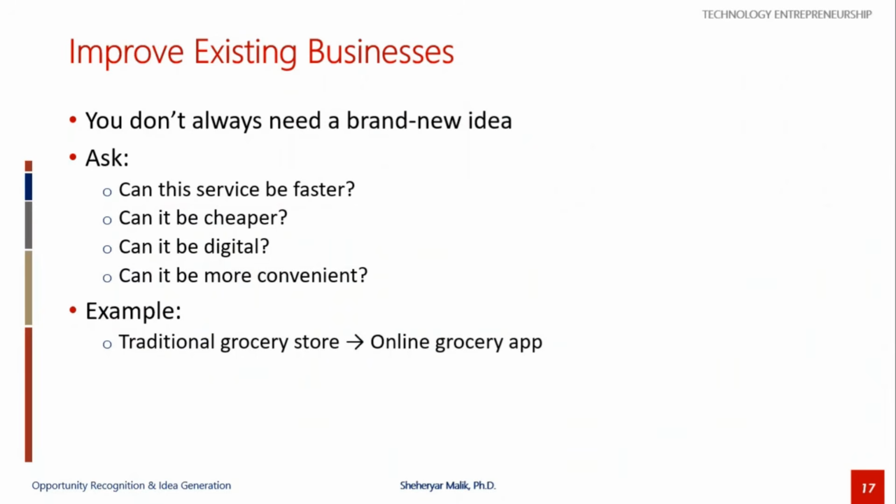You can improve existing business, so you don't always need to have a brand new idea और बिल्कुल कोई नई चीज को आप लेकर आए. So ask yourself कि ये जो existing business है, can this service be faster? For example, banking transaction है, can you do an automated banking transaction? Can it become cheaper? Can it be digital? Can it be more convenient? So you can do a lot of things and you can convert.